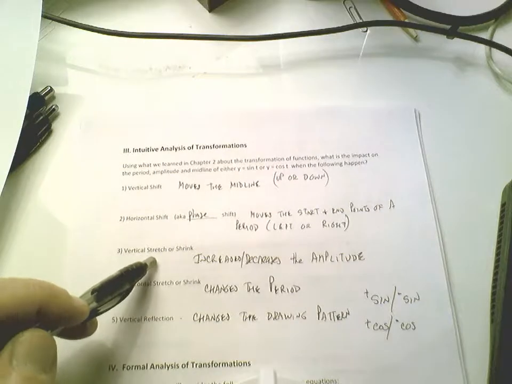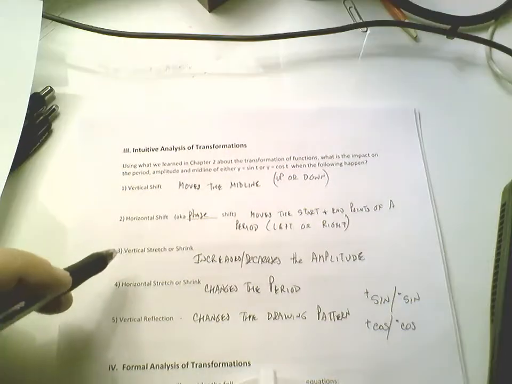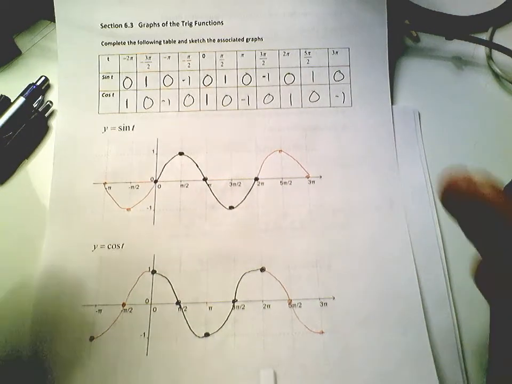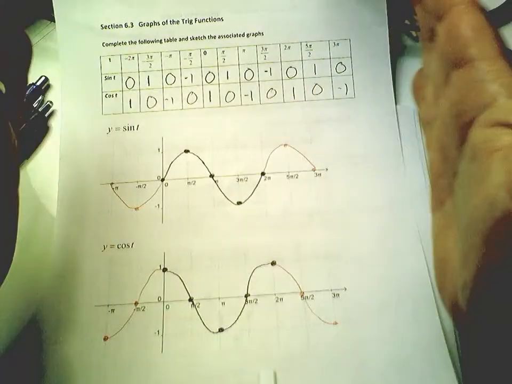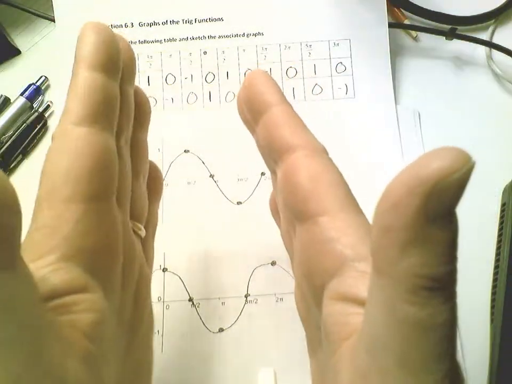When we have a vertical stretch or shrink, what happens? A vertical stretch or shrink does nothing more than change the amplitude. Period stays the same, midline stays the same. Just the amplitude changes, how far up from the midline and how far down from the midline we'll go in absolute terms. A horizontal stretch or shrink, we come back and look at our two graphs, what would we be doing? Pushing in is what a horizontal shrink does, and a horizontal stretch would push it out.